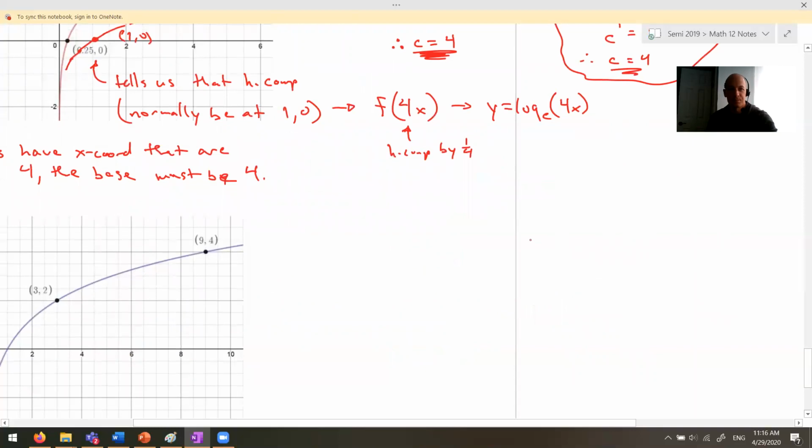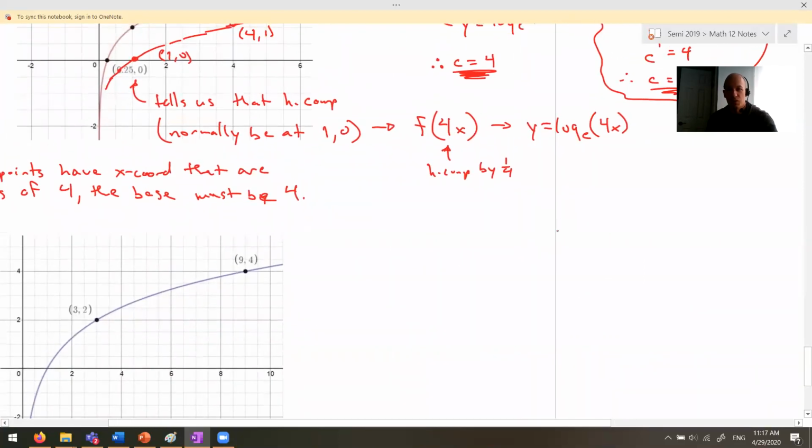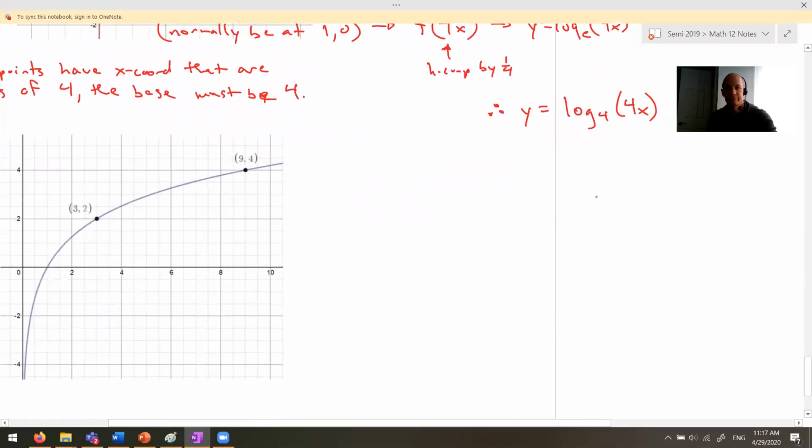Okay, so what's our final equation? Putting it all together, y is equal to log base 4 of 4x. I'll put a box around that.